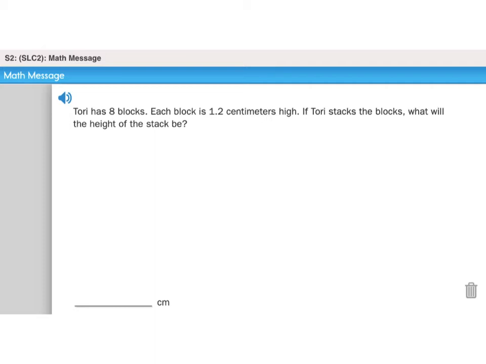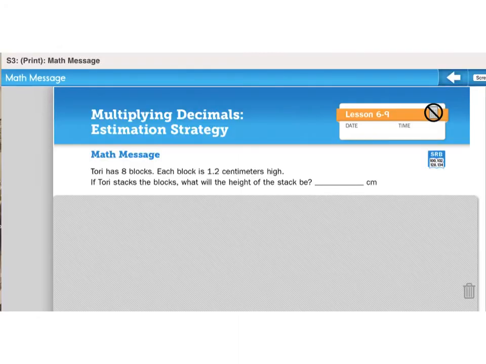Pause the video for just a minute and try to solve that problem. Once you've solved it, go ahead and press play and continue on with the video. One of the strategies that you could have used is to do repeated addition to solve, adding 1 2/10 8 times.